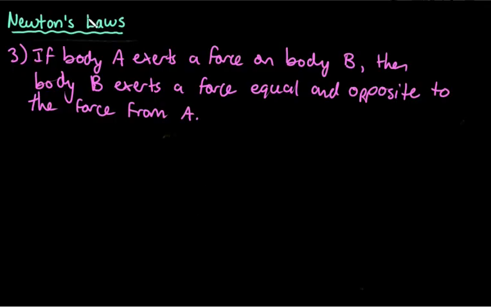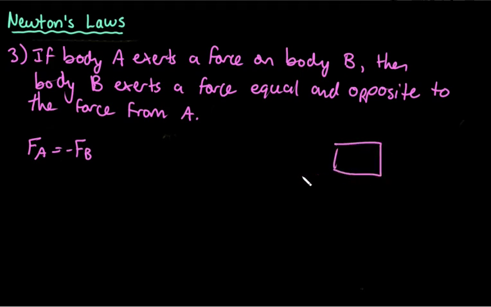Now, the last of Newton's laws states that if body A exerts a force on body B, then body B exerts a force equal and opposite to the force from A. This can be a little confusing, but ultimately we end up with this formula here. Fa is equal to negative Fb. And we've actually already seen this formula.